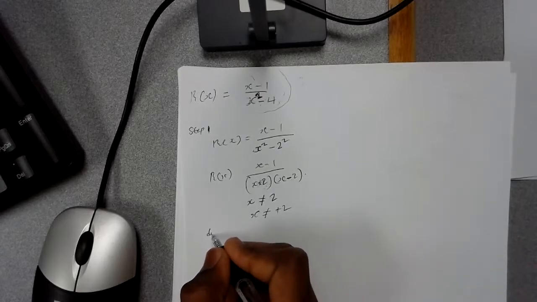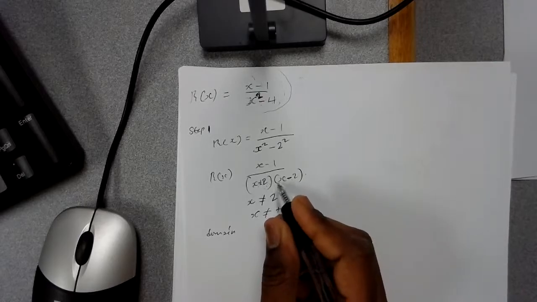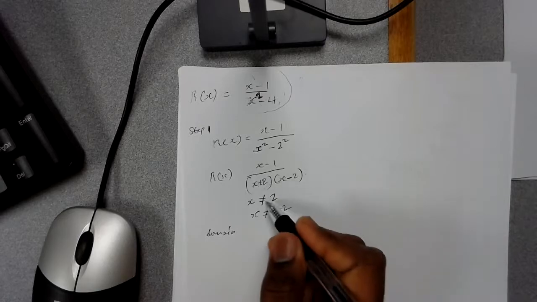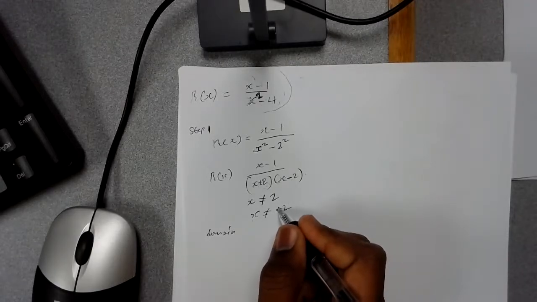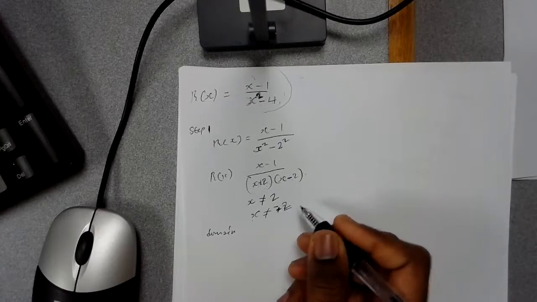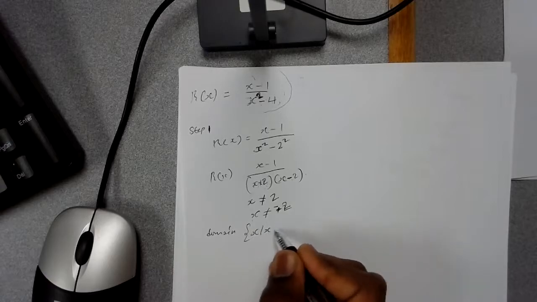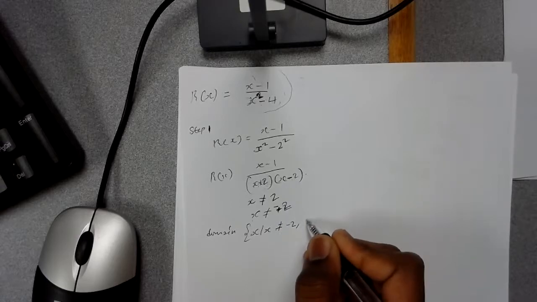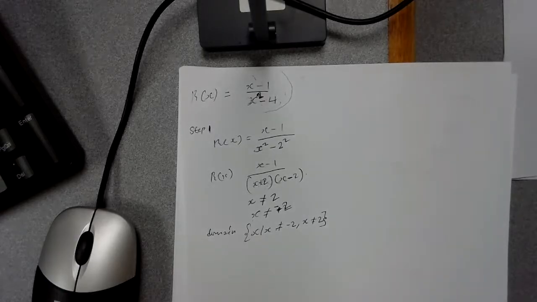So step 1, the domain of this function is all the real numbers. Any other number you put there will not make it 0. The only two numbers that will make it 0 are x equals 2 and x equals minus 2. So the domain is x is not equal to minus 2 and x is not equal to 2. That's the domain of this function. Every other number will be able to go into the function.